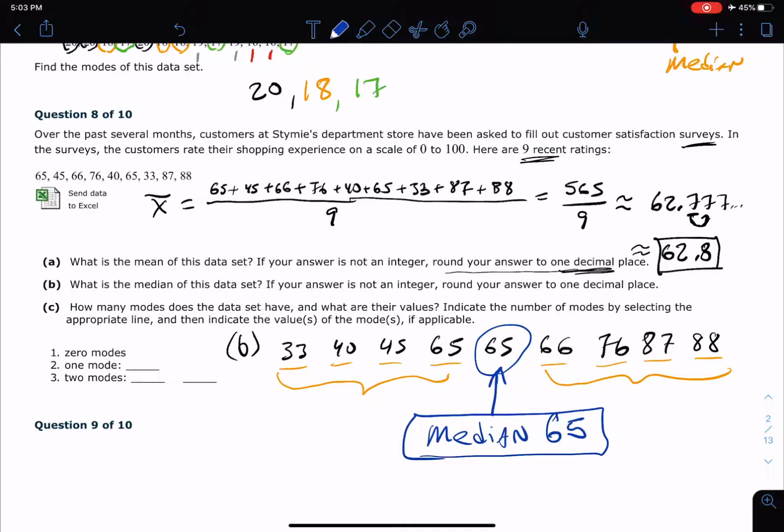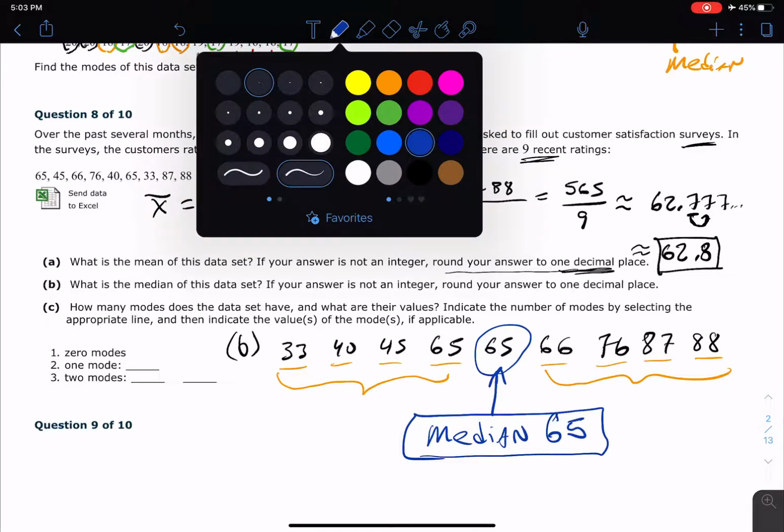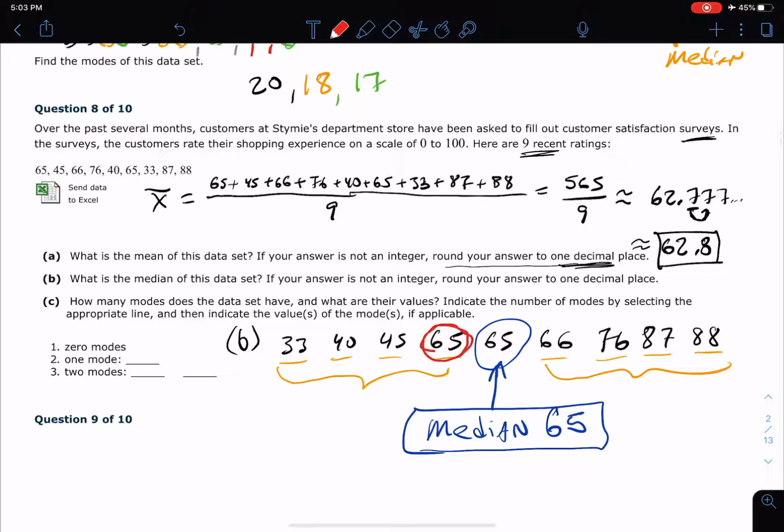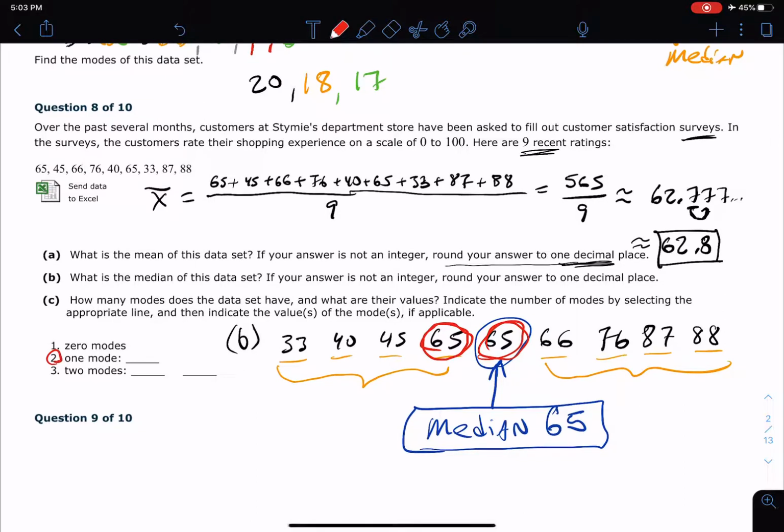So that's part B. Now part C is asking us to find if there's a mode, 1 mode, or 2 modes. And when I look through the data, I see that there are 2 65s, which means 65 is the mode. There's 1 mode, and what is that mode? It's 65. All right, moving right along here.